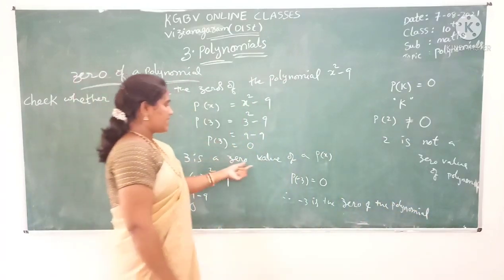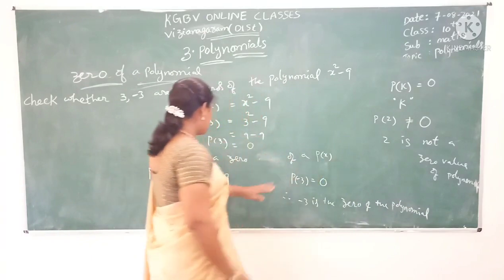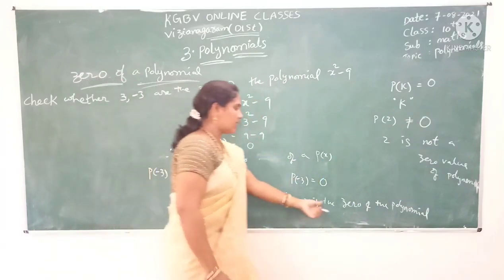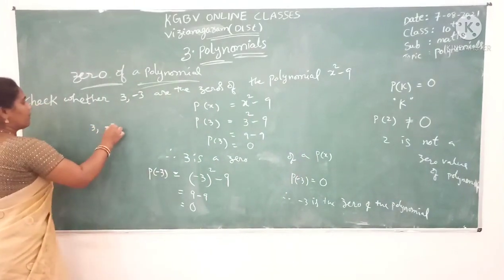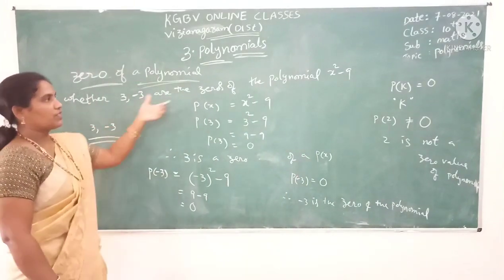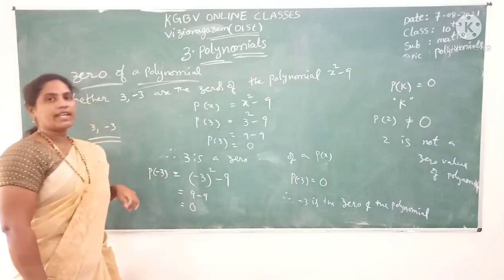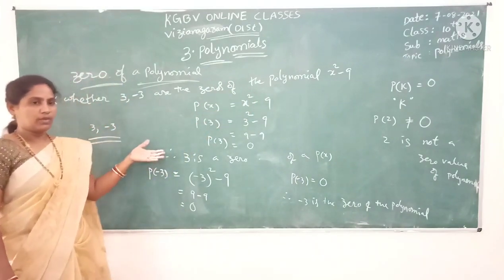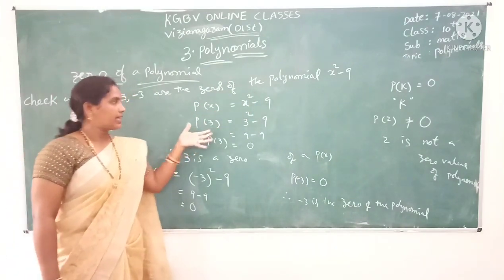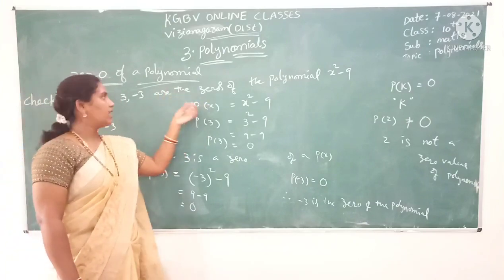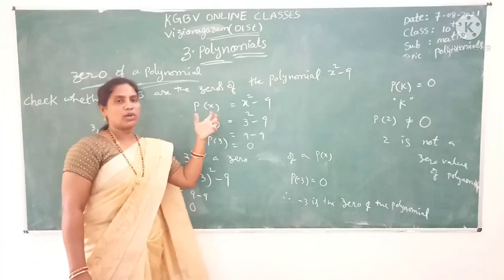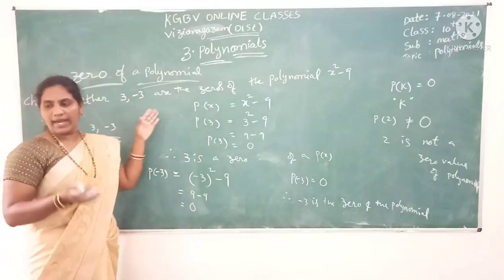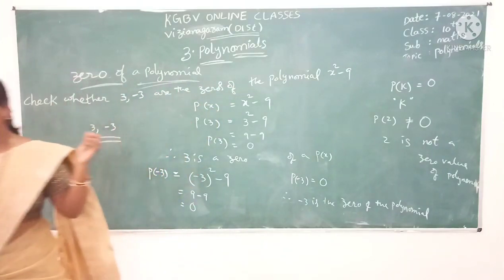So 3 is a zero of the polynomial P of x, and minus 3 is also a zero of the polynomial. So 3, minus 3 are zeros of this polynomial x square minus 1. Okay? Alright? Now check whether 2, minus 2 are zeros of this polynomial. We calculate P of 2 and P of minus 2.